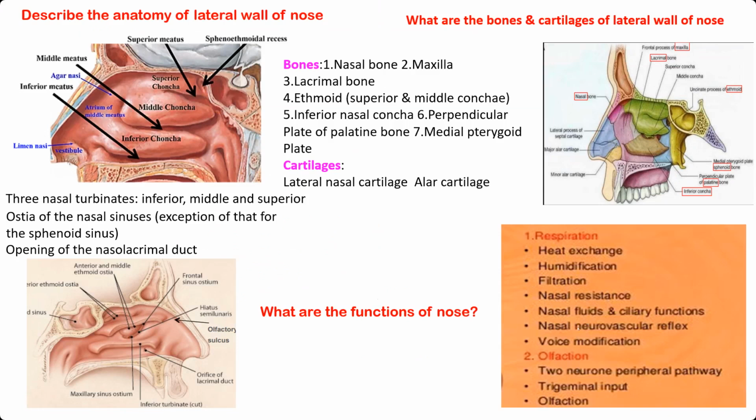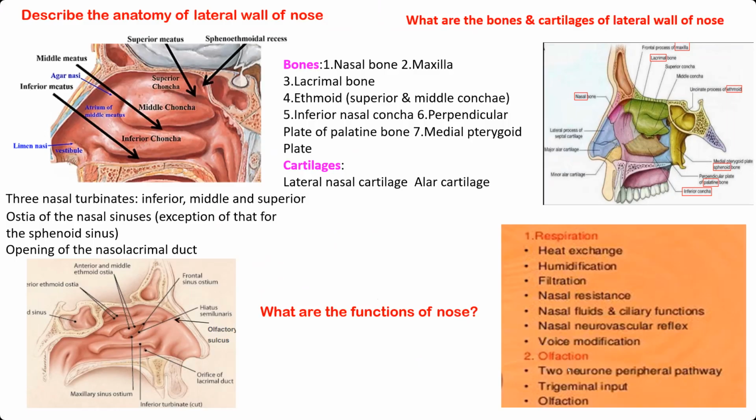And there is a nasal neurovascular reflex. Suddenly you can sneeze, or you can get a bradycardia unexpectedly if somebody tickles or stimulates the nose. It also gives voice modification, especially if a patient has cleft lip and cleft palate as a congenital deformity. You have to do the nose correction and palate correction for them to have a proper voice. Otherwise, they will have what is called the nasal twang. So the nose is also important for voice modification.